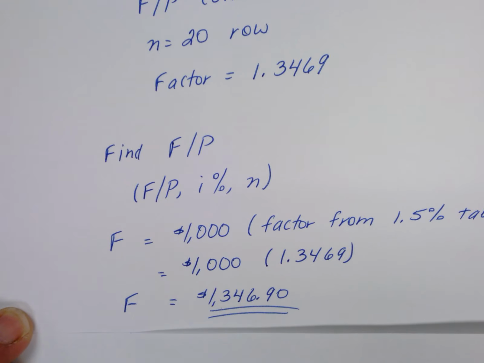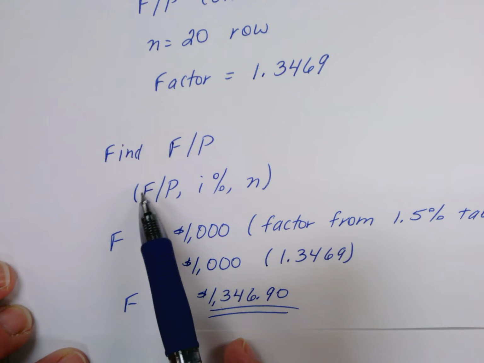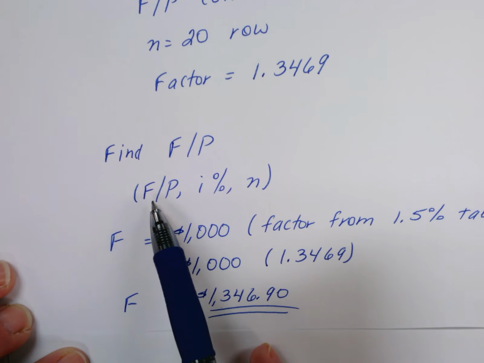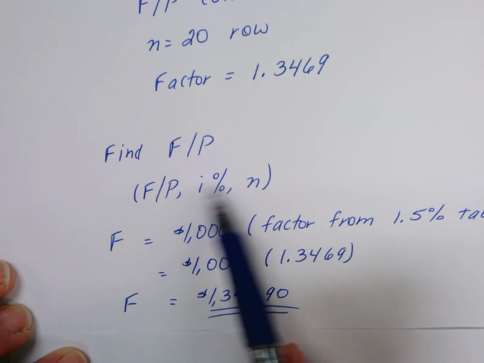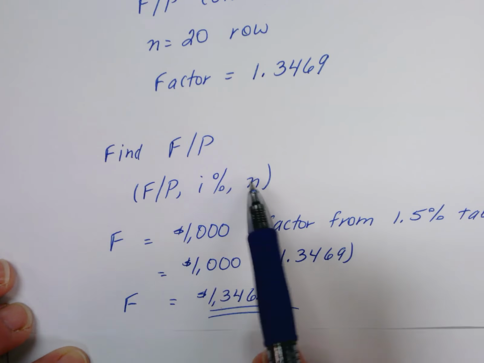And that's how to use the interest factor tables and the engineering functional notation for finding something given the rest of the factors. Next video, we'll do some more examples using these interest tables.